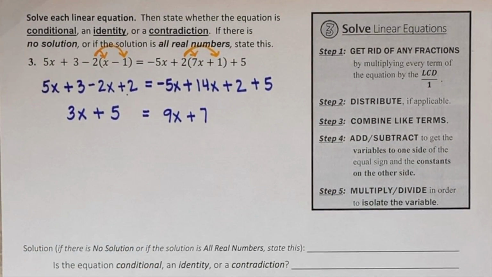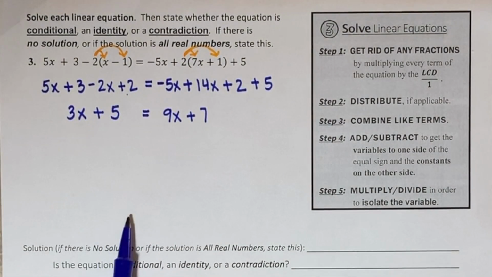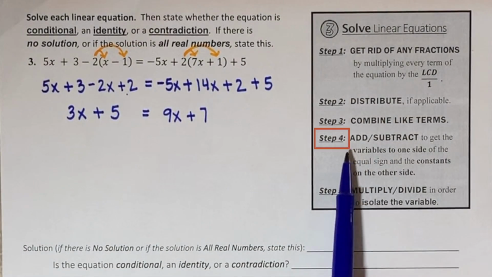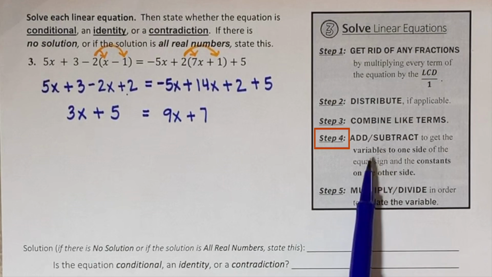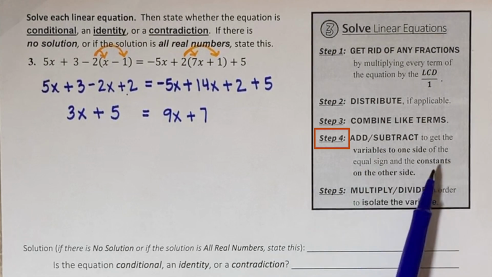The goal of solving an equation is to isolate x. You want to get x all by itself on one side of the equation, and you want to end up with x equals some number. In order to isolate x, in step 4, we're going to add or subtract to get the variable on one side, and the constant, or the numbers, on the other side.